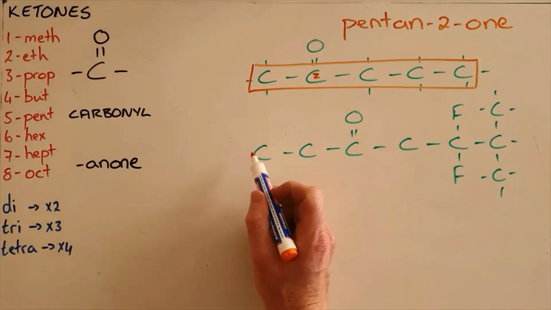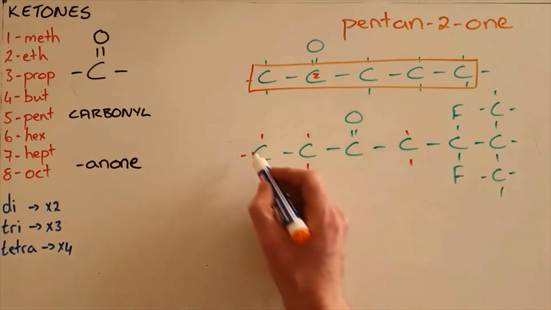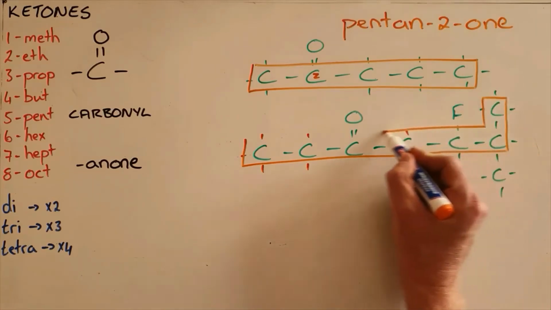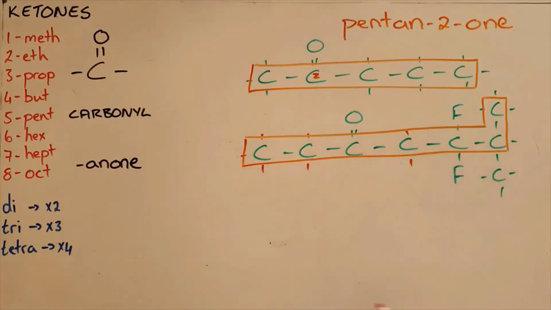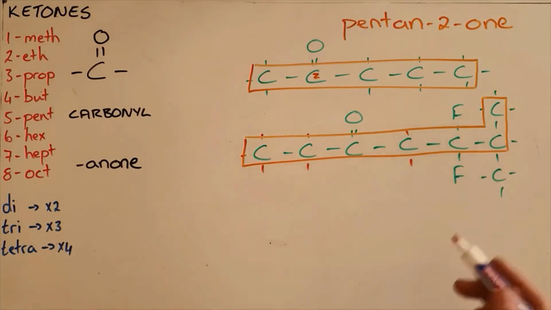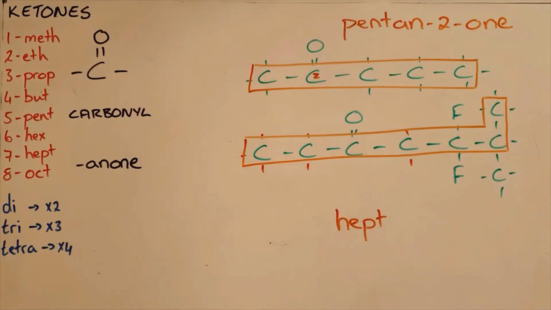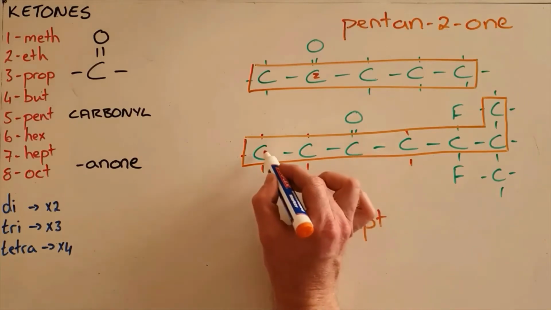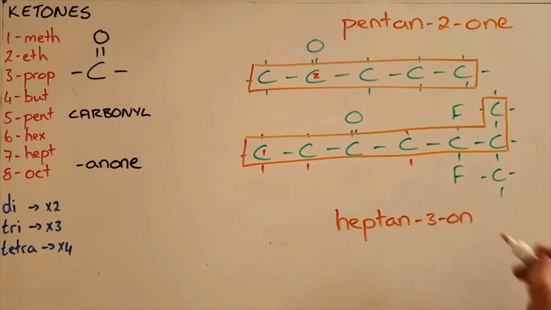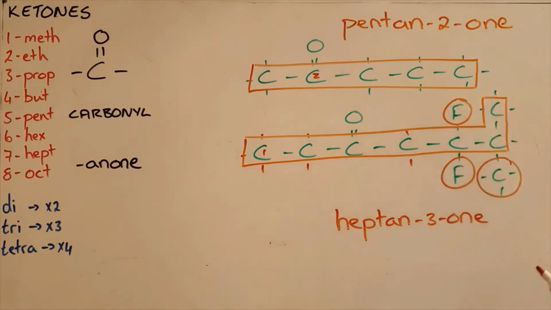We can then do a slightly more complicated example, where here we start once again by identifying the longest carbon chain that contains that functional group. Again, do not be confused by a bend in that chain. The longest chain here, meth, eth, prop, but, pent, hex, hept. So we know that this is going to be heptanone, but it is important once again to number from the side that makes this the smallest number. So we are going to call this heptan-3-one, and then identify 1 methyl branch and 2 fluoro branches.